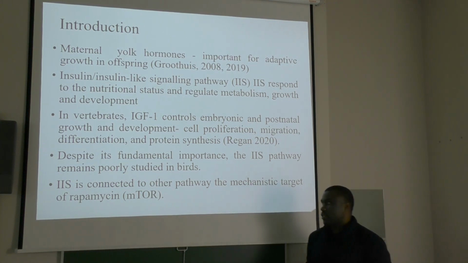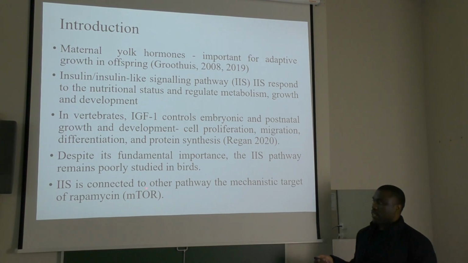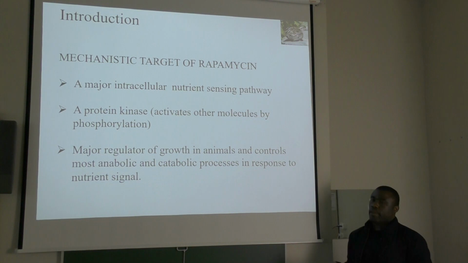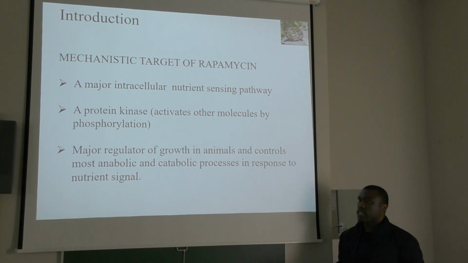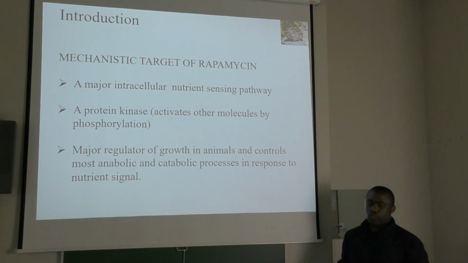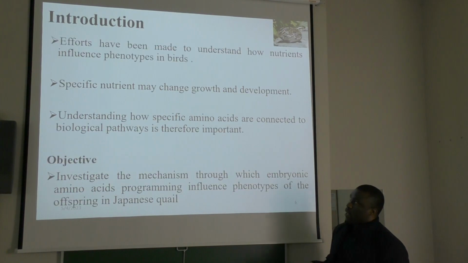It has influence on other pathways, like the mechanistic target of rapamycin. They work together. This is the most influential pathway, the major intracellular pathway connected to nutrients. It senses all types of nutrients, and it's a protein kinase which regulates other activities, including metabolism, catabolic and anabolic activities in the presence of nutrients.